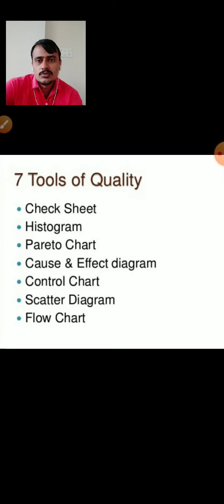Here are the 7 tools. First, check sheet, histogram, Pareto chart, cause and effect diagram, control chart, scatter diagram, and flow chart.